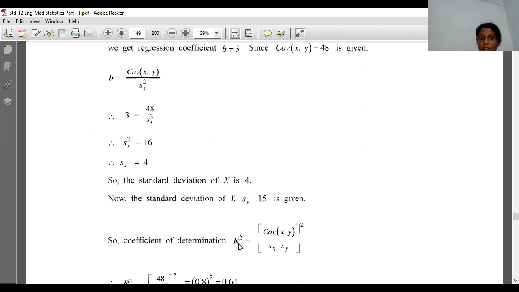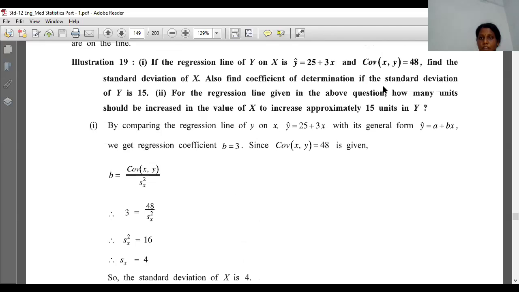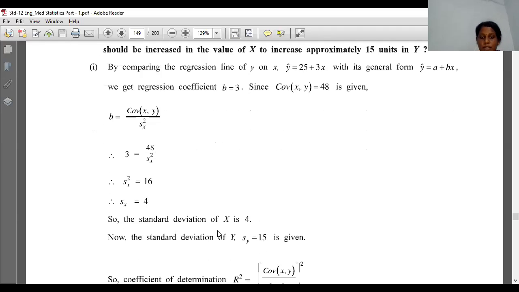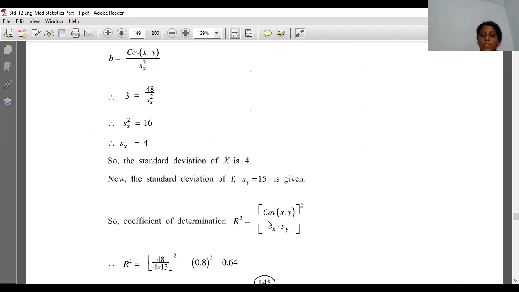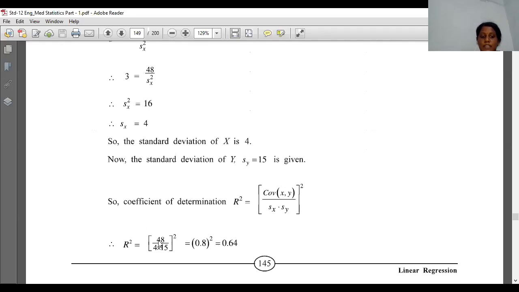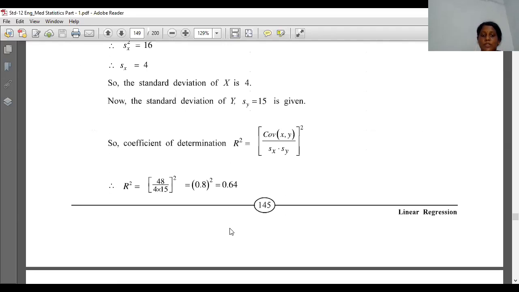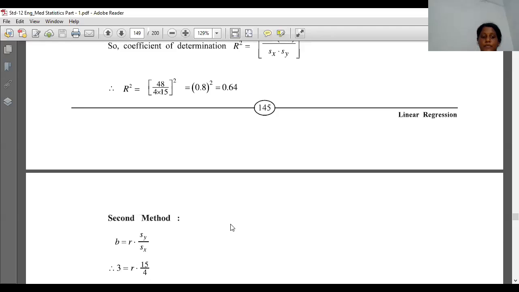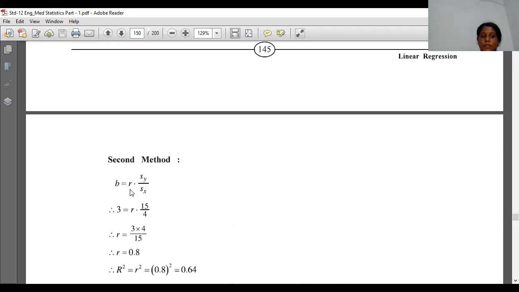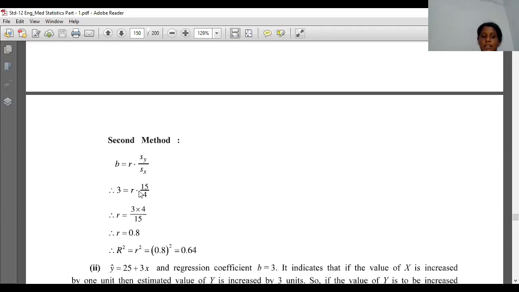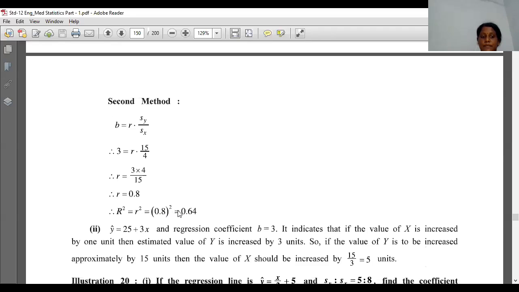Now we have to find the r. In the question it is said coefficient of determination. Coefficient of determination means you have to find r square. So r square equals covariance xy upon sx into sy, the whole square. Covariance xy is 48, sx is 4, and sy is 15. So your answer comes to 0.64. This is the second method, second formula, r equal to b into sy upon sx. Like this also you can find directly. Any method you can follow.